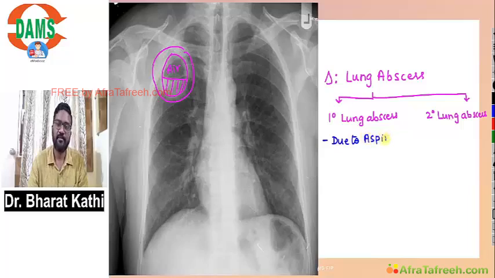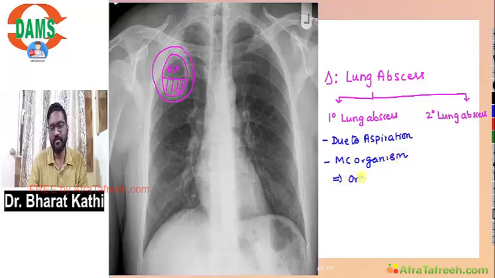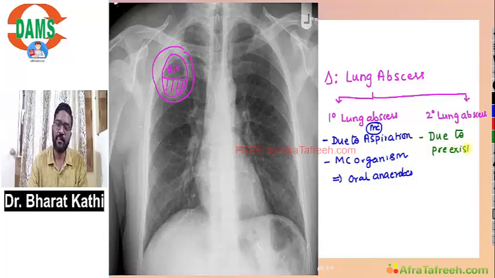Because it is due to aspiration, the most common organisms, see, TB lung abscess is very, very rare. Most common organisms are oral anaerobes. And out of these two, the most common is primary lung abscess only. Whereas secondary lung abscess is due to some pre-existing lung disease that can complicate as lung abscess.